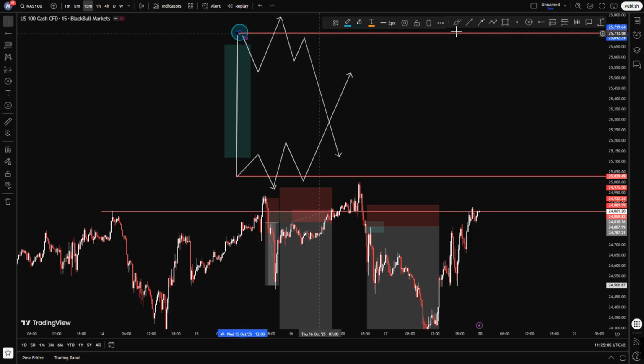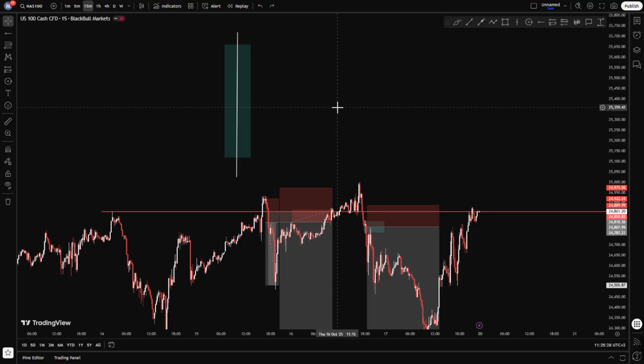You mark the high of the candle and you mark the low of the candle. You wait for price to sweep out the liquidity, and then we are going to wait for price to reverse back into the range, and then that's when we're going to start looking for selling opportunities, right? So now let's take a look at the real example right here.